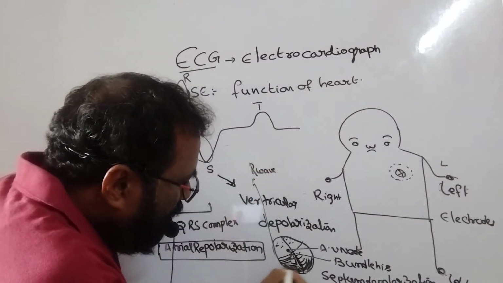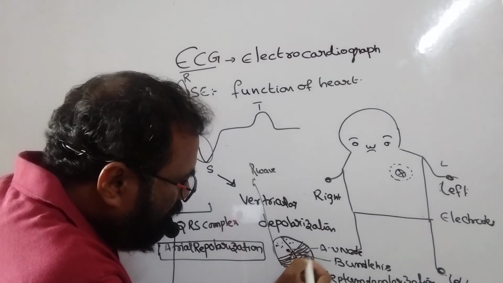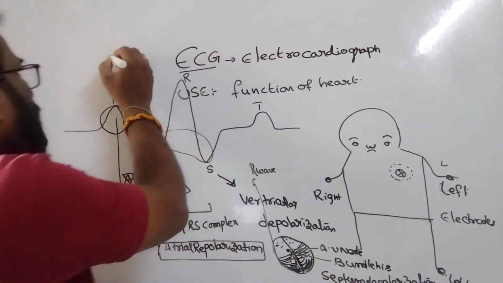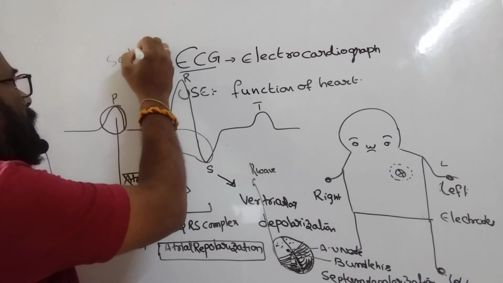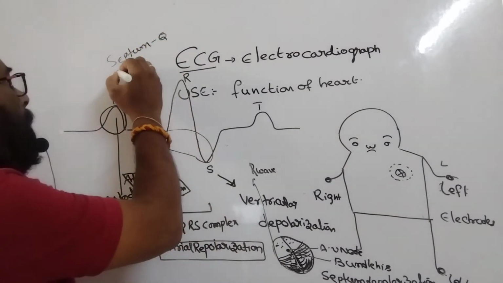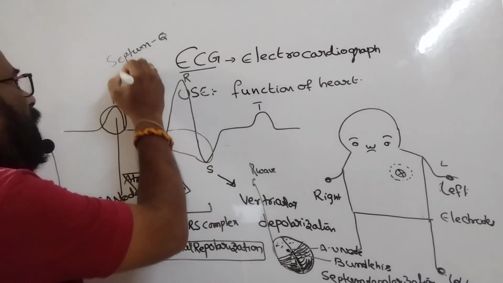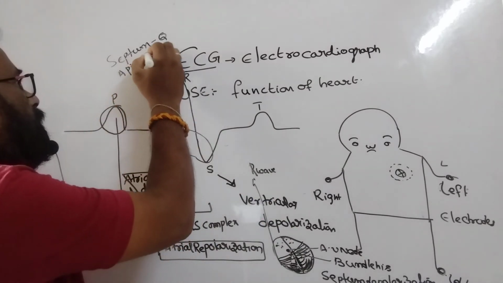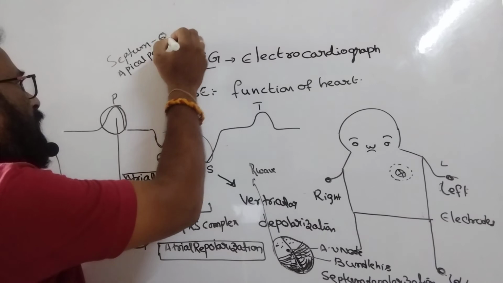The remaining basal side gets depolarized. First the septum gets depolarized, and the Q wave is formed. After the septum, the apical part of the ventricles gets depolarized.